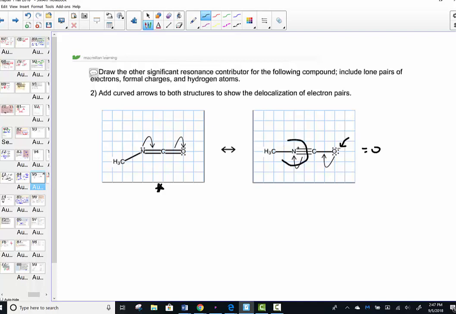Remember formal charge, nitrogen lives in group 5. It has 1, 2, 3, 4 assigned electrons, a +1 formal charge. Oxygen lives in group 6, draw a circle, 1, 2, 3, 4, 5, 6, 7 assigned electrons, a -1 formal charge. So just reminding us why they have positives and negatives now in the structure.